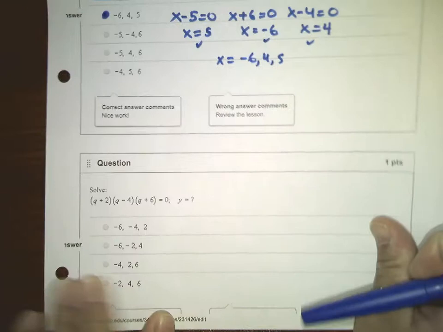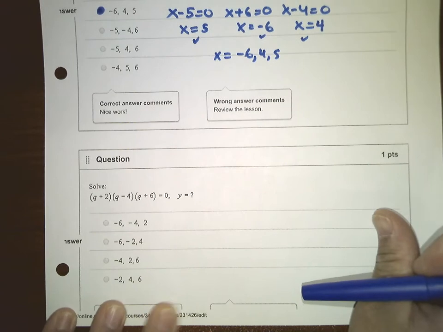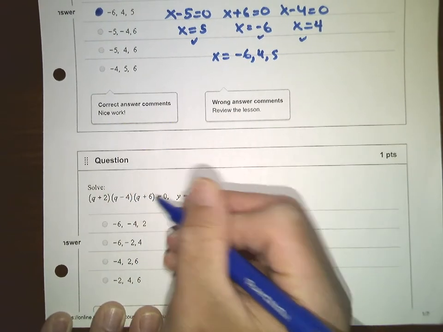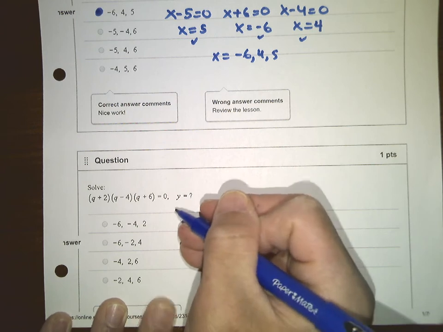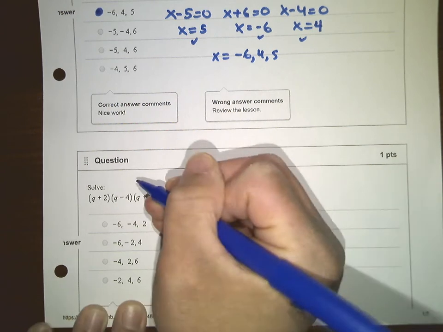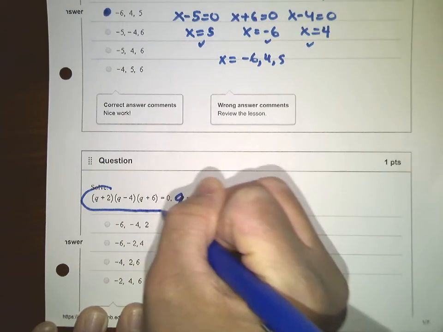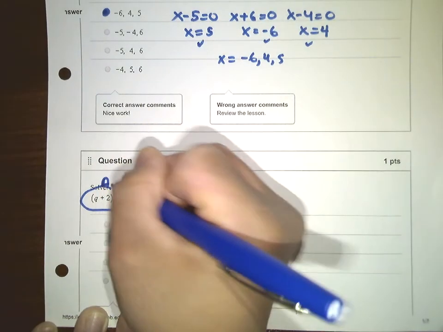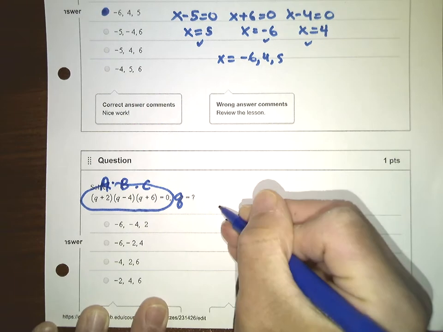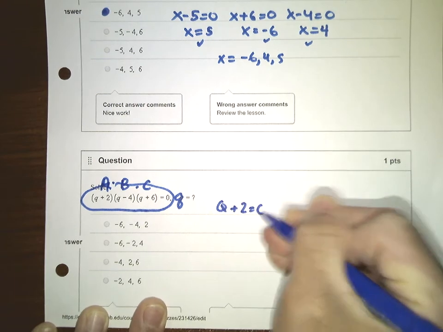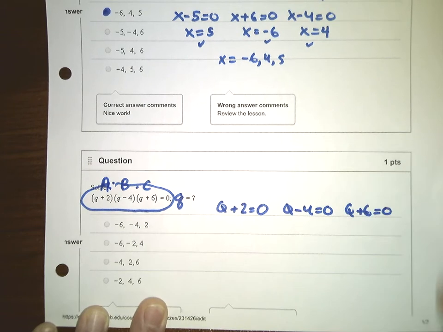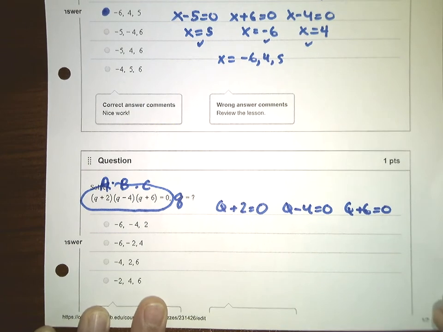All right. Here is a bit of a tricky question because it asked q plus 2 times q minus 4 times q plus 6 is equal to 0, then y. But of course, that should be q. So same thing here. We have three factors, so any of the three could be 0 in order to make this equal to 0. So q plus 2 equals 0, q minus 4 equals 0, q plus 6 equals 0. We'll solve each of these separately.